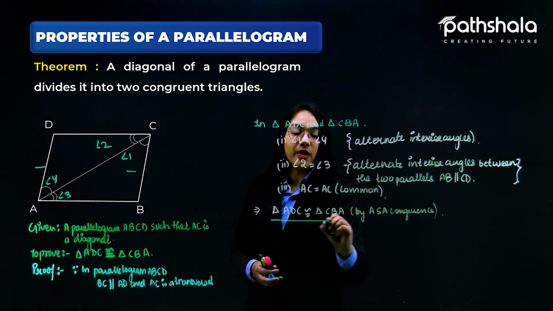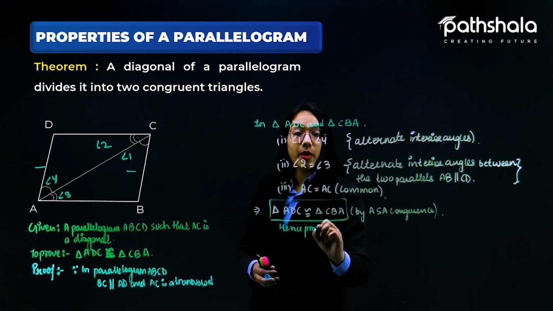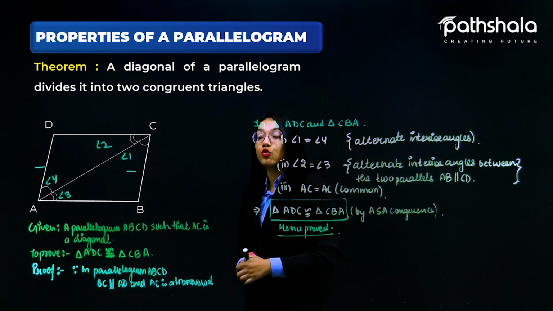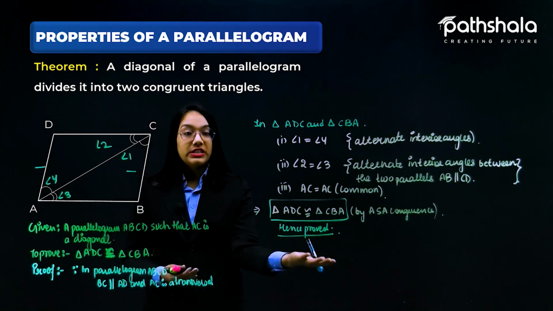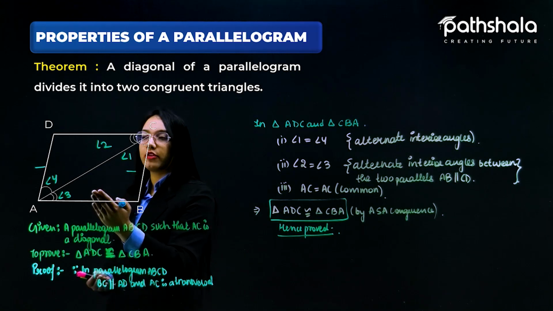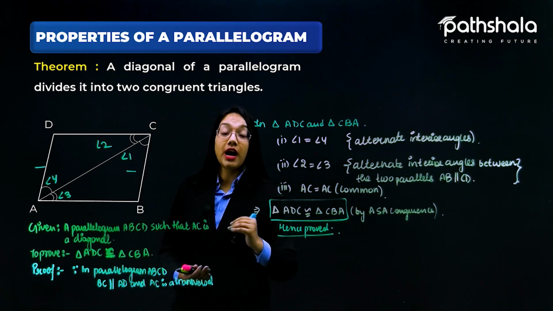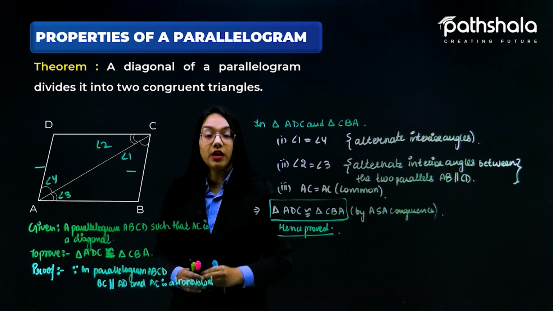We can say that the two triangles are congruent to each other, and this is exactly what we had to prove: if we are talking about a parallelogram, then the diagonal of a parallelogram divides it into two congruent triangles. We have already proved that the two triangles we get after dividing a parallelogram with the help of a diagonal are congruent triangles. So this is all about this property of the parallelogram.